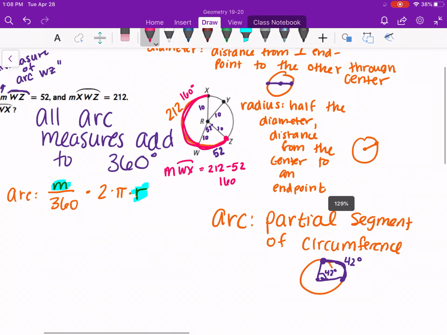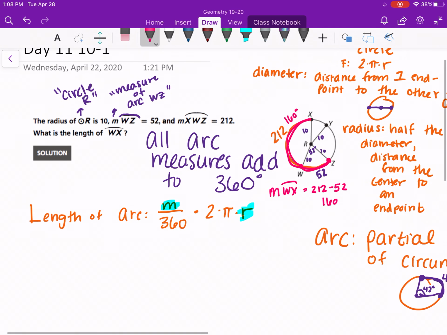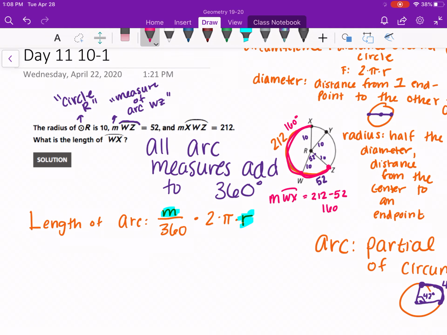Now, some other things you might be asked to do, wink, wink, on your target potentially, will be to find a measure if you're given everything else. So if you're given, let me clean this up a little bit.